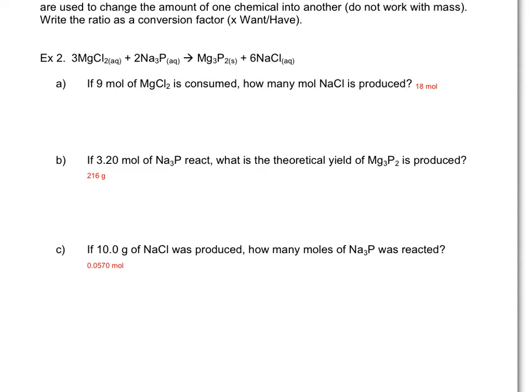If I react magnesium chloride and sodium phosphide together, I'm going to get a double displacement reaction. If 9 moles of magnesium chloride is used, how many moles of NaCl is produced? I can predict that using stoichiometry. I start by writing down the number I'm given in the question, 9 moles of MgCl2. Now, if you're not given the balanced chemical equation, you know how to write it using our skills from Unit 2.